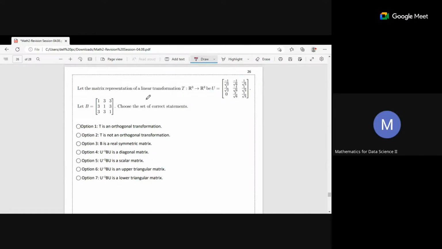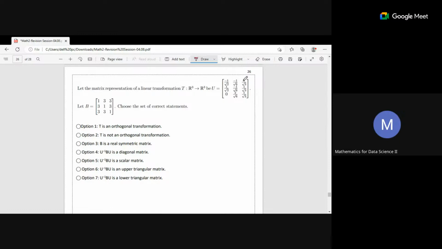Okay. Let the matrix of a linear transformation T from R3 to R3 be given in this way. So this is your matrix U, and B is this matrix. So now choose the correct statement. T is the orthogonal transformation. If you are given a transformation like this with respect to a matrix, then it is actually easier to verify whether it is orthogonal. You simply have to check whether the rows and columns are orthonormal.